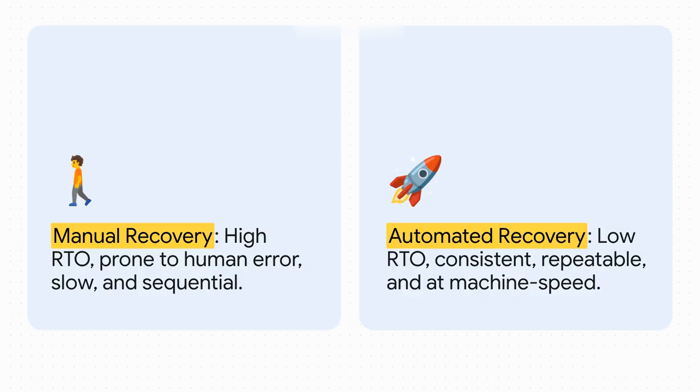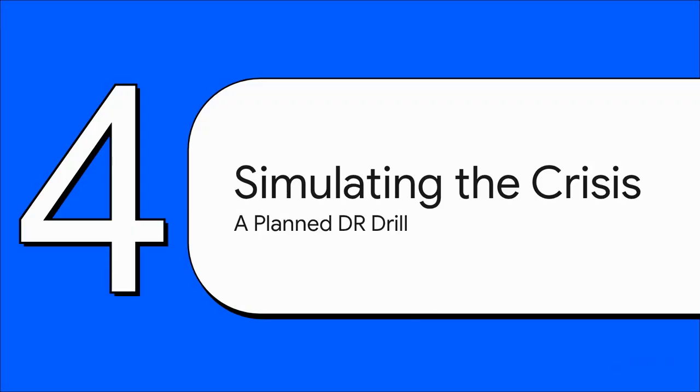But on the other hand, an automated recovery, using tools like Azure Automation Runbooks, gives you a very, very low RTO. It's consistent, it's repeatable, and it executes with a speed and parallelism that no team of humans could ever hope to match. Okay, so we've got our playbook, we've got our automation. Now, it's the moment of truth. Let's head into Section 4, where we simulate the crisis.